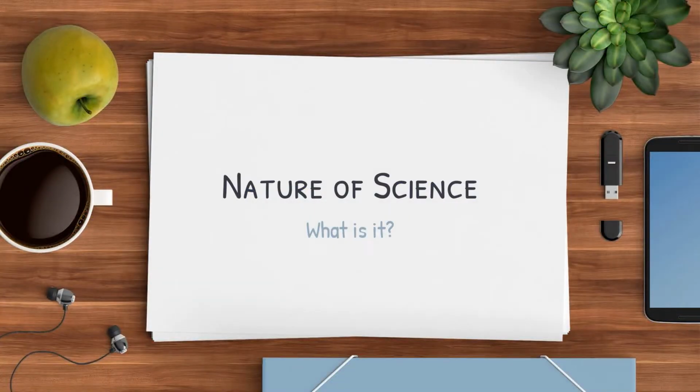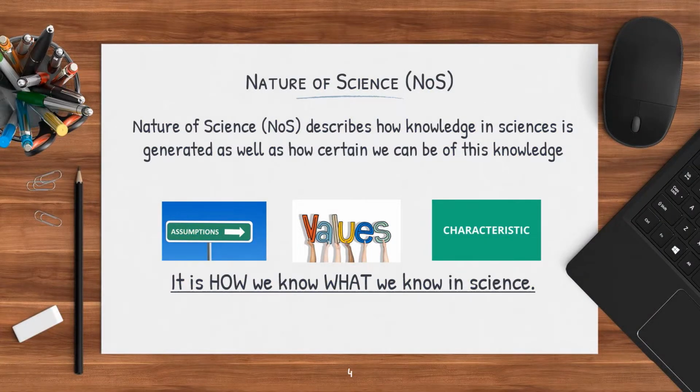So let's begin with describing what we mean when we say the nature of science. Well, the nature of science investigates how knowledge in science is generated, as well as how certain we can be of this knowledge. This includes the special characteristics, values, and assumptions that may influence how knowledge in science is generated. In simple terms, it essentially means how we know what we know in science.